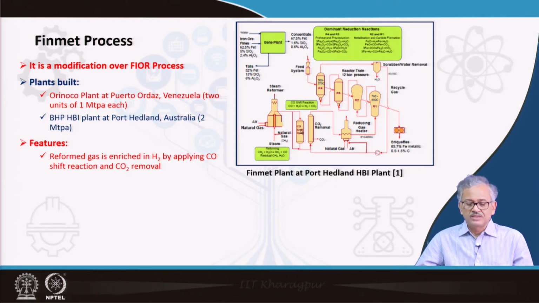Because from the natural gas reforming, you will get obviously initially 1 mole of CO and 3 moles of hydrogen, and then further you can increase the hydrogen in the reformed gas by the CO shift reaction, that is in the presence of moisture, steam, this CO can react, forming hydrogen and CO2. So this is called the CO shift reaction.